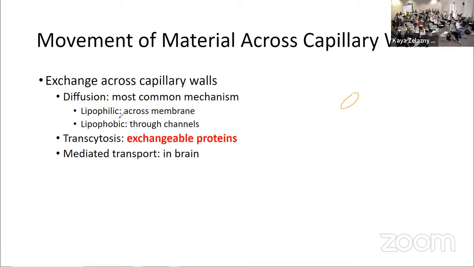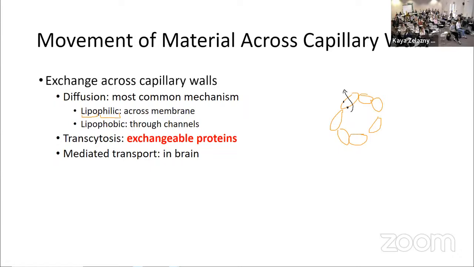If we have something that's lipophilic, meaning it likes lipids, then it can go through that endothelial layer, through the cell itself. So something that's lipophilic can just cross straight through because it can get through that lipid bilayer. Something that's lipophobic is going to have to go through a channel. We're going to have to make a little door for it. What we're going to see going through the pores is mostly water and things that are dissolved in the water.